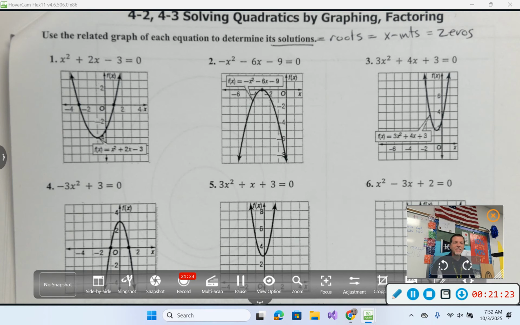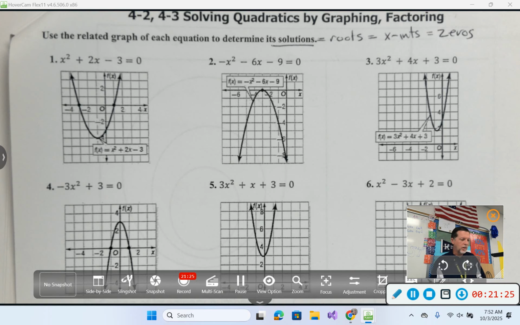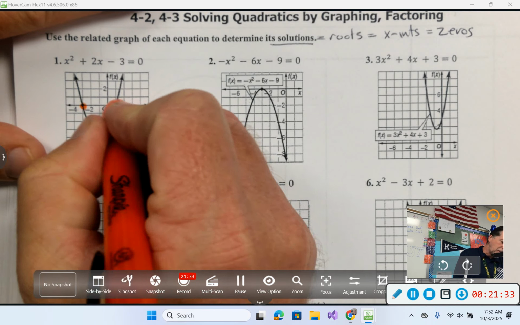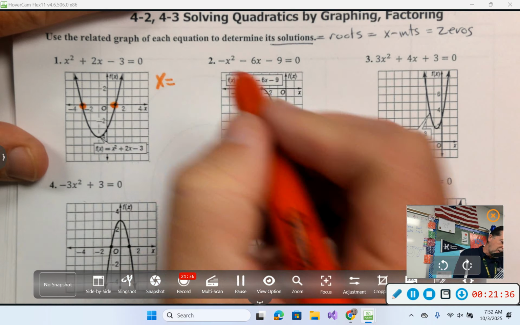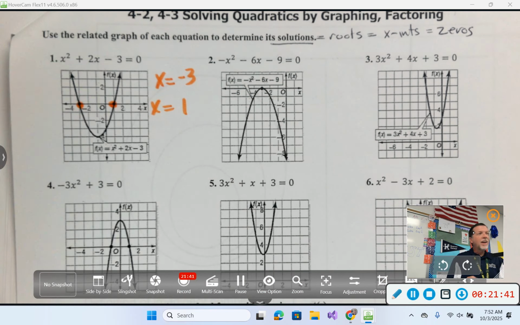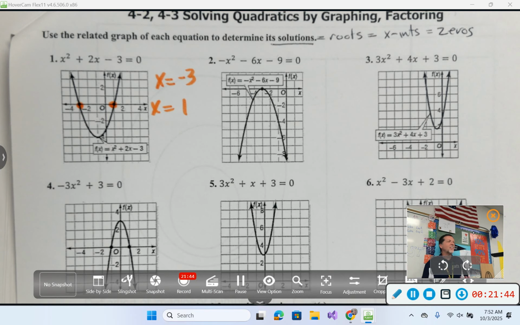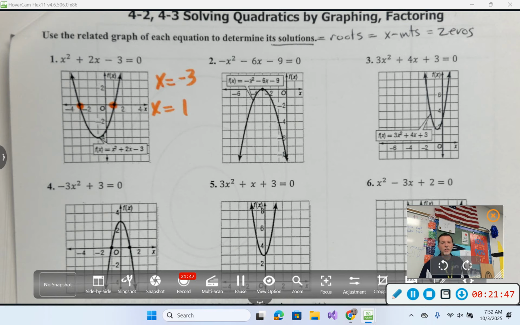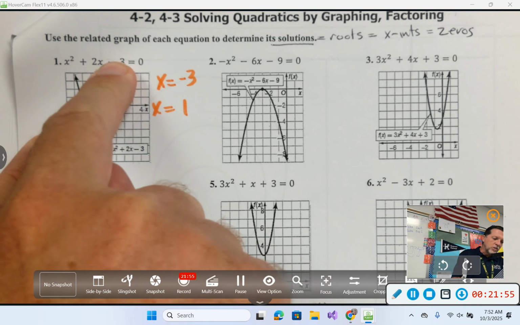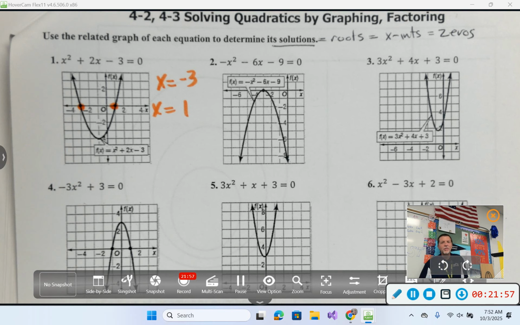Well, if you know that, and it's already graphed for you, what's one of the solutions on that first graph? The x-intercepts. So x equals -3 and x equals 1. And that's it. You're not factoring, you're not solving, you're not doing anything except looking at the picture. It's just a reminder that the x-intercepts are the solutions to that equation. So you don't really have to do anything. You just look at the graph and say what the x-intercepts are.